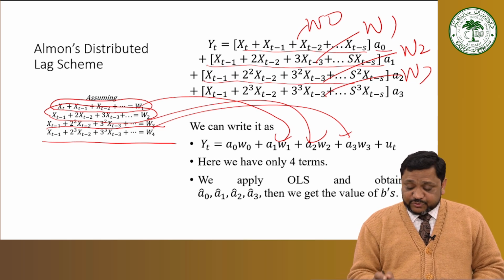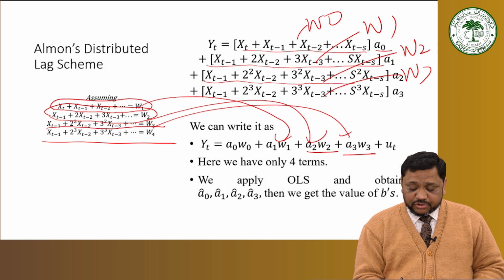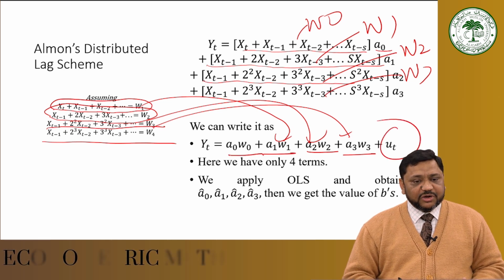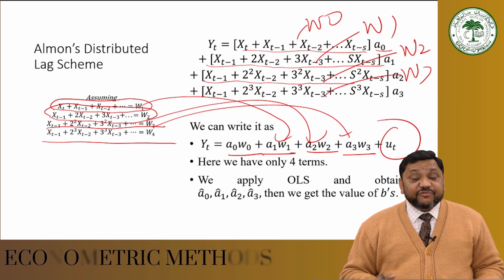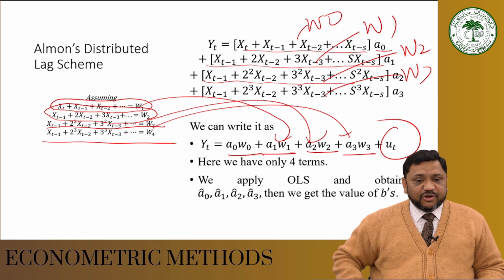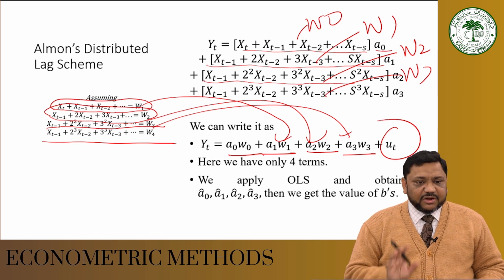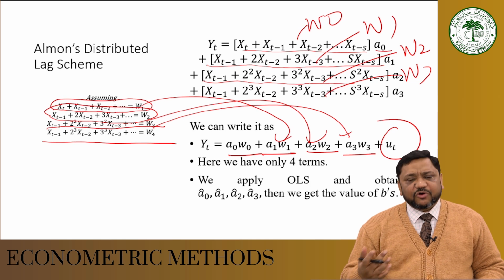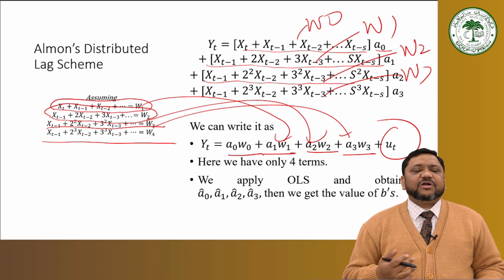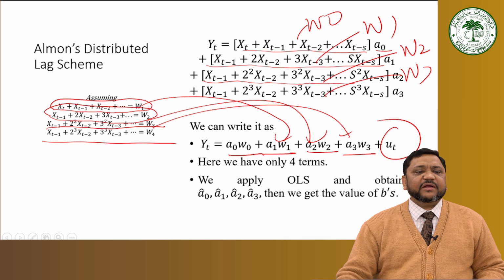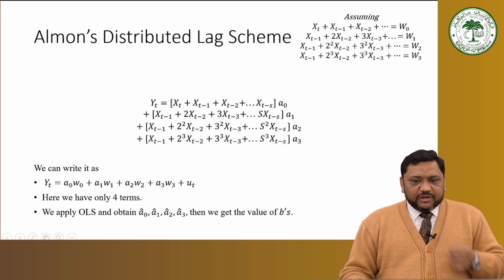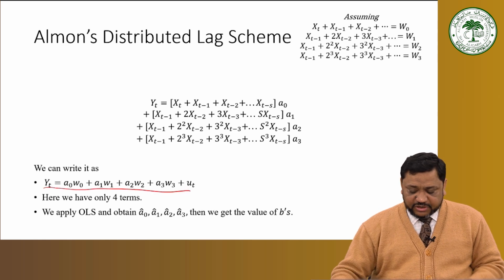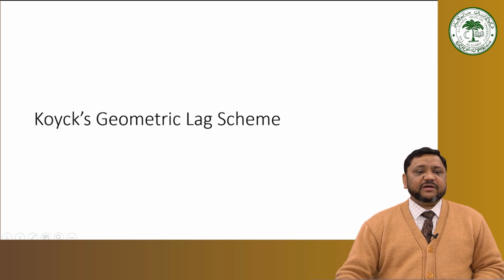Now how many terms do we have? 1, 2, 3 and 4. This is the error term, which we leave at the moment. So we have only 4 terms. Initially we did not know how many lags we were going to take, but now we have only 4 terms. Now we can apply OLS and obtain A0 hat, A1 hat, A2 hat and A3 hat.